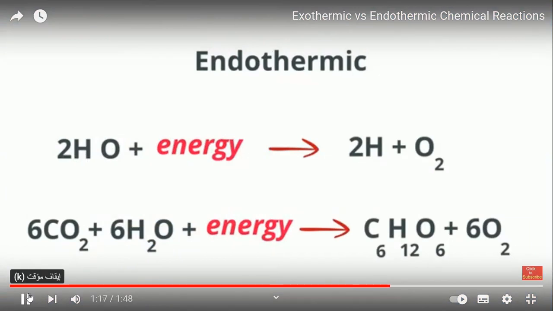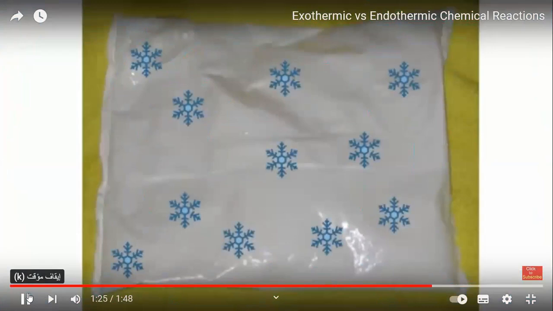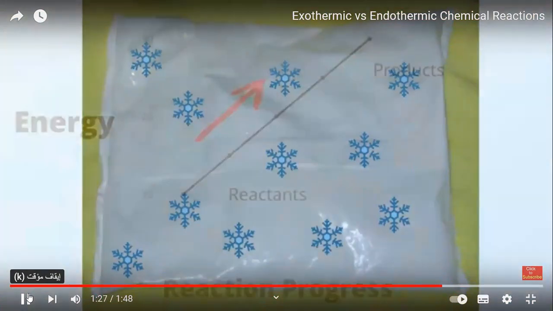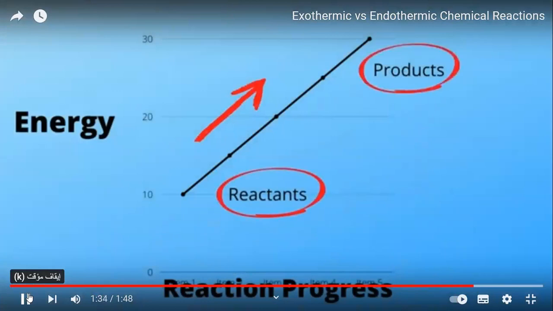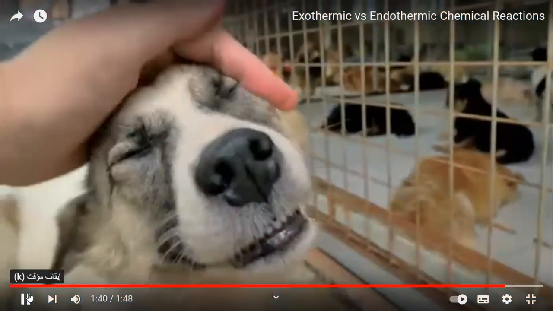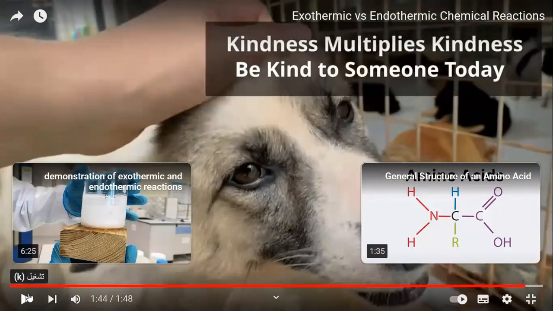An example of an endothermic reaction is an ice pack. When you mix the pack, the chemicals mix and heat is absorbed and the pack gets cold to the touch. An endothermic reaction can be thought of as an uphill reaction because the reactants have less energy than the product. The reactants need heat or energy for the reaction to occur from the surroundings. Remember, kindness multiplies kindness, and thank you for watching.